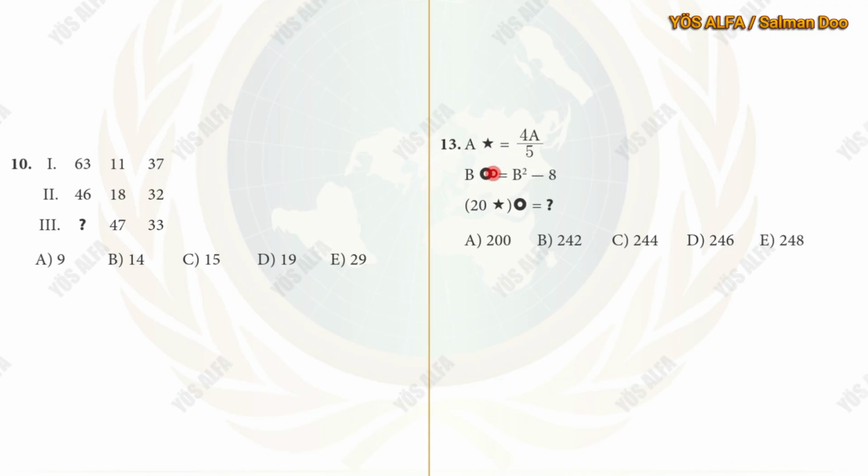13. We have a star operation and the circle operation, and this one is asked. Let's start with the star operation. 20 star is the same as 4 over 5 times 20. So 4 times 4 is 16. So that's the first step. And then we have 16 circle. So let's substitute 16 into this operation. So we have 16 squared minus 8, and it makes 248. So the answer is E.